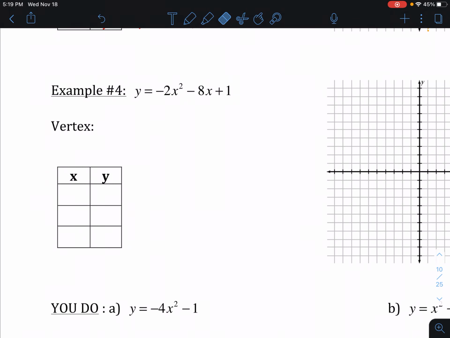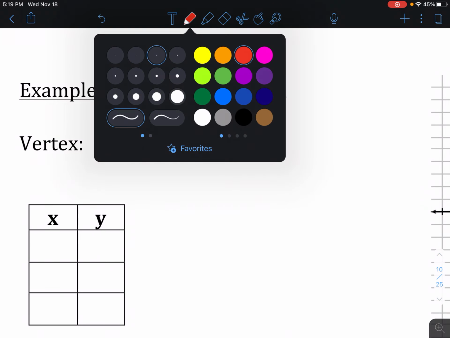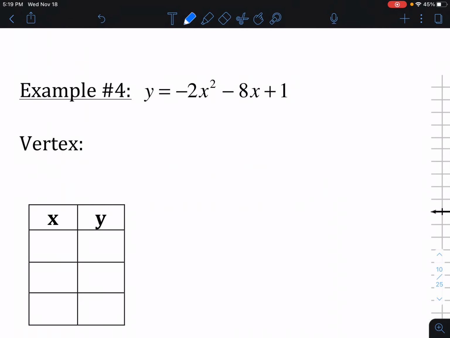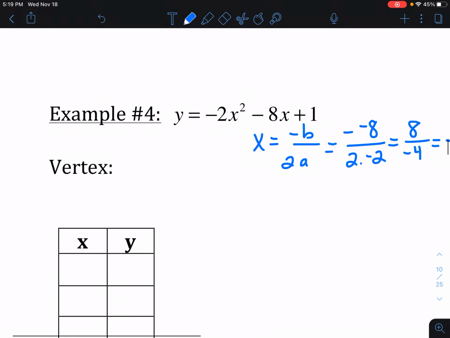Next, just getting more practice in. So let's find the vertex. So negative, and b is a negative, so that'll be a double negative 8, which changes to 8. And then 2 times a, which multiplies to negative 4. And then divide to have negative 2. X coordinate of the vertex, negative 2.